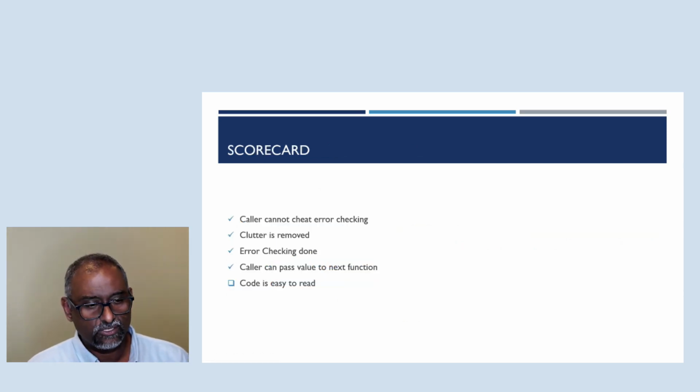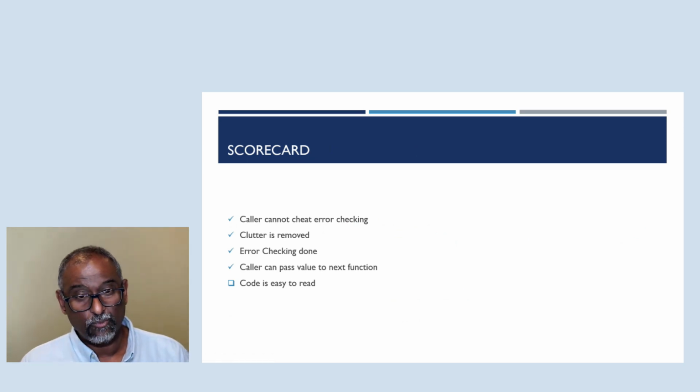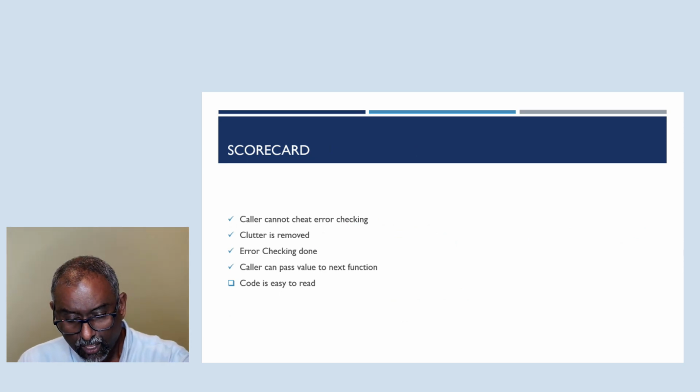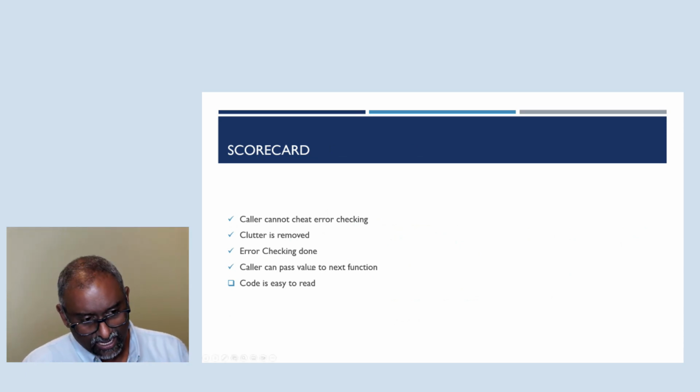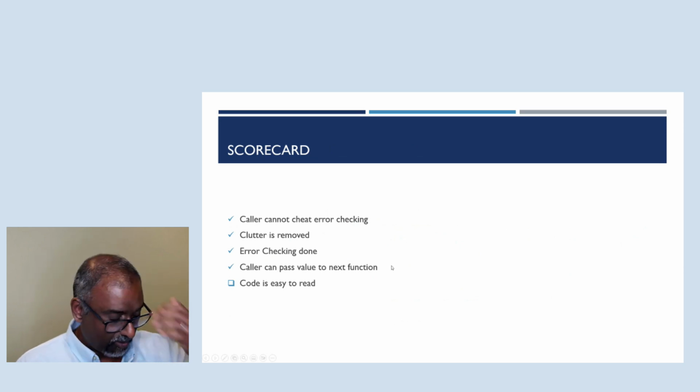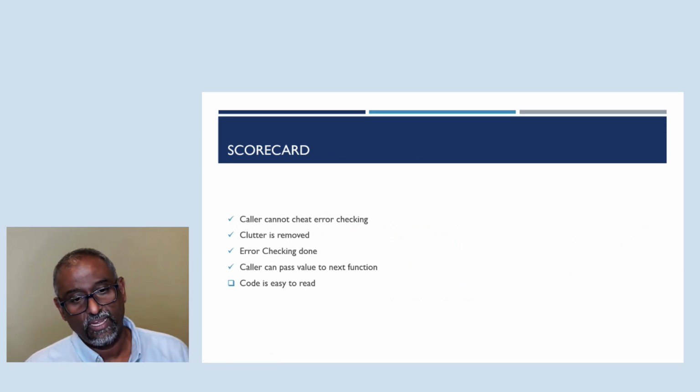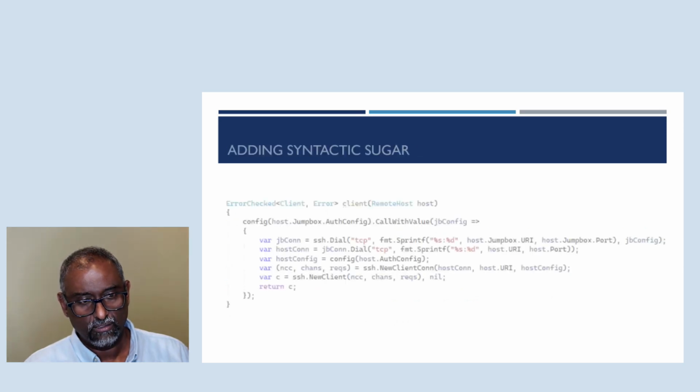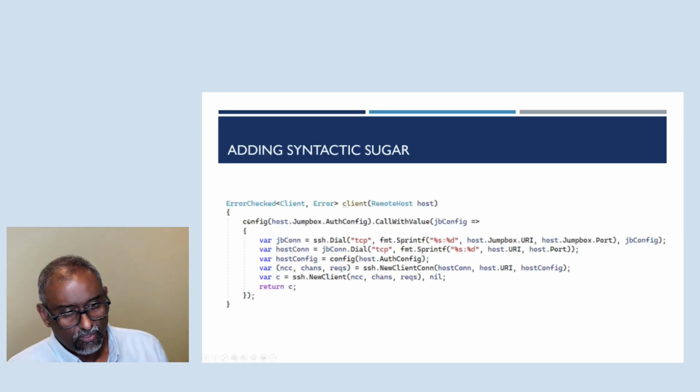So having done that, what's our scorecard? Well, we've done the error checking. We've removed some clutter. We've passed values on to the next function and so on and so forth. But God, the code is ugly. I mean, seriously, we can't expect somebody to read that call chain and expect that to be reasonable, right? And now this is where it starts getting a little interesting. While we're technically successful, we are not at a point where it's actually useful. So what we need to do is provide some syntactic sugar to this. So let's take a look at this lambda.